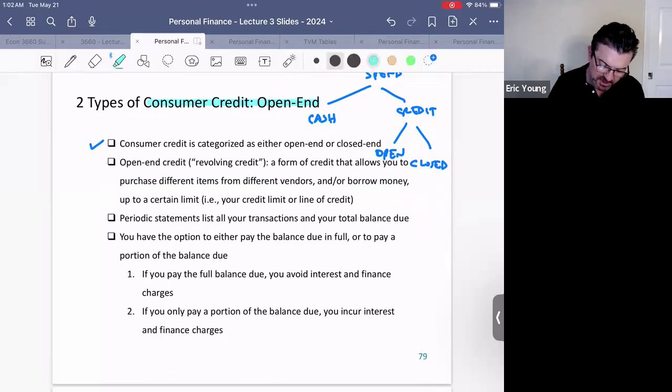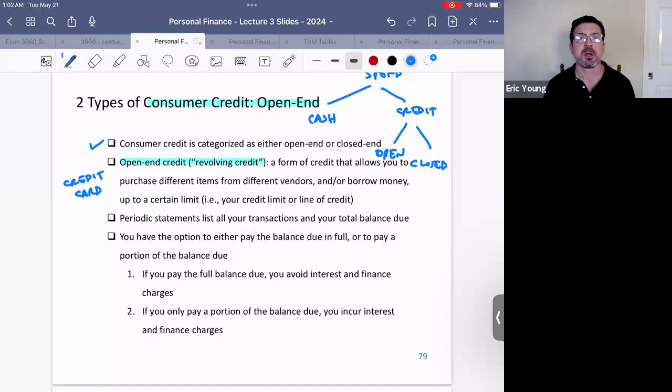Open-ended credit, which is the subject of this slide, is also known as revolving credit. The main example here would be a credit card. So if you have a credit card that you use, you have revolving credit. You have open-ended credit. And if you have a credit card, what I'm about to say sounds pretty straightforward because you do it all the time.